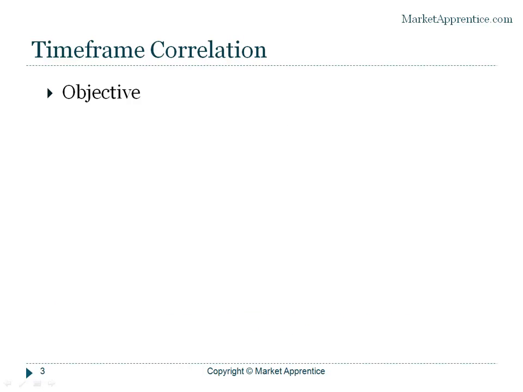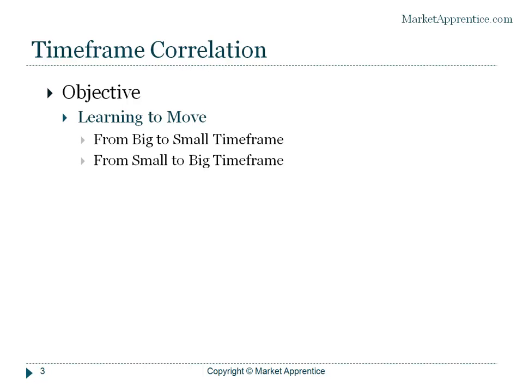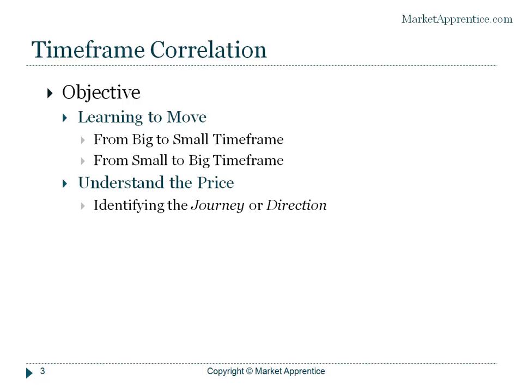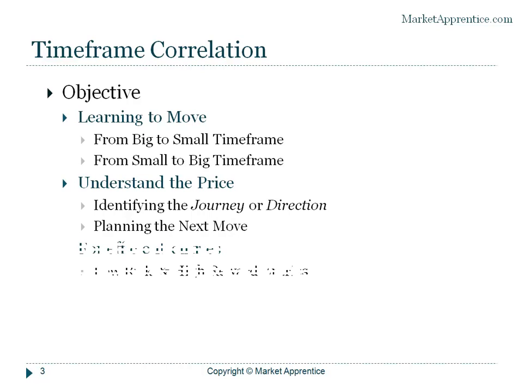Objective. Let's reiterate. The objective of time frame correlation is to learn the move of price when moving from a big time frame to a small time frame, as well as when you move from a small time frame to a big time frame. We want to understand price. By that, I mean that we want to identify the journey or direction of price so that we can use that to plan the next move. We also use time frame correlation to find efficient entries, basically low risk and high reward entries.